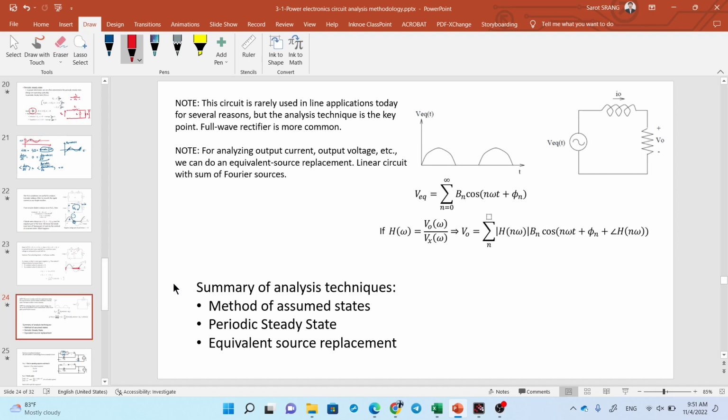Okay, so far the techniques that you have seen, there are 3 main points. First, the method of assumed states. Second, some important properties for the periodic steady state, and the third one, you use the equivalent source replacement. Like I mentioned before about VH. So VH is some kind of equivalent voltage. You ignore all the complicated circuit as long as you know the voltage here just before it supplies your filter, then you just use the equivalent voltage at that terminal. Okay, just like this.